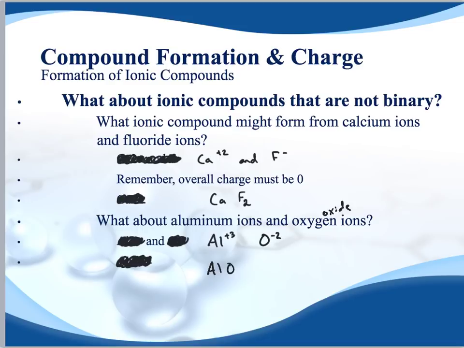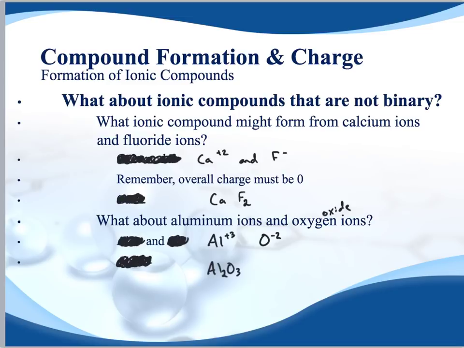And the only way to do that is actually to find the least common multiple of 3 and 2, which is going to be 6. So if I can get a total of +6 charge from the aluminum and -6 charge from the oxygen, I'll sum it up to 0 charge overall. Well, in order to get +6 from the aluminum, I'm going to need 2 aluminum ions, and then to get -6 from the oxide ion, I'm going to need 3 of them.